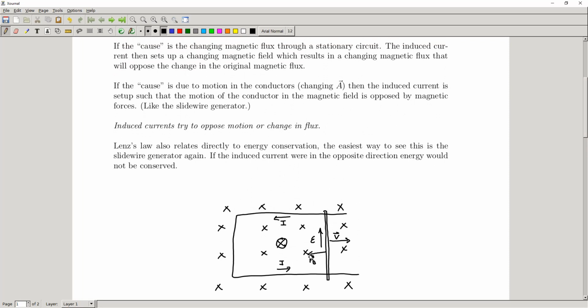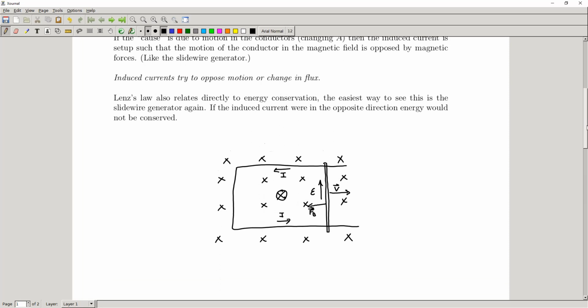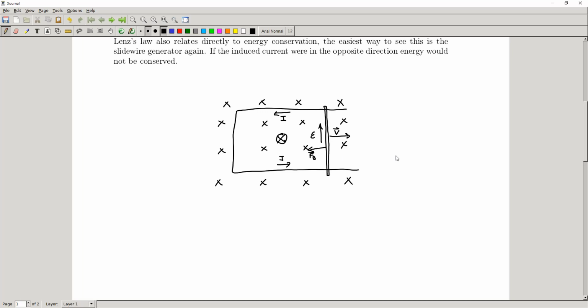There's some magnetic force trying to resist the motion of our slide wire down in this direction, and so to keep the generator actually generating current, and so power, assuming that we're doing something with this current, we need to apply a force like this. So this would be our force applied in this direction.